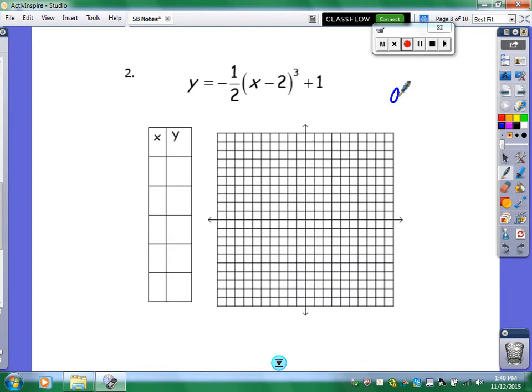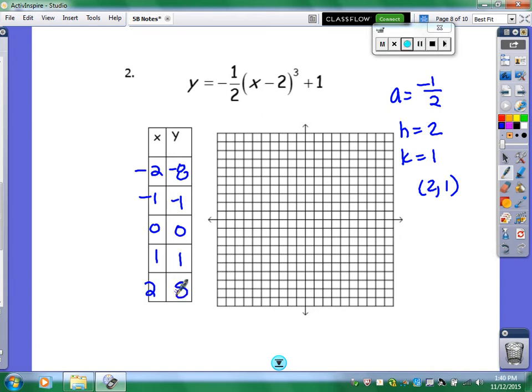All right, so a here is negative 1/2, h is 2, and k is 1. So we're going to start counting from 2, 1. All right, let's do our pattern. But this time we're going to multiply, because a is negative 1/2, we're going to multiply all those y values by negative 1/2. So what do we get? We get positive 4, positive 1/2, 0, negative 1/2, and negative 4.